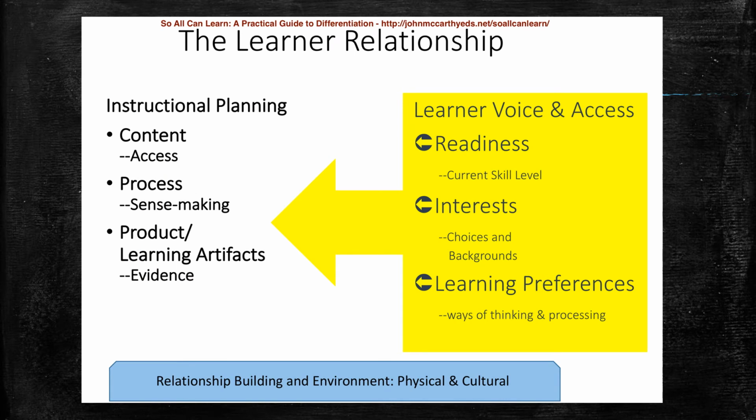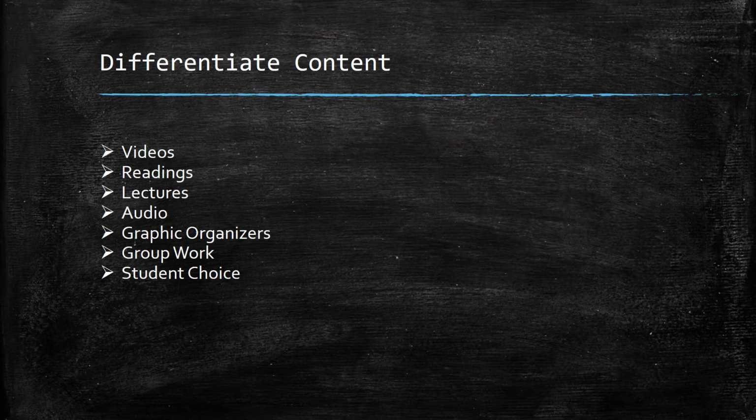The different areas in your classroom where you can implement differentiation in your instructional planning are the content, the process, and the product. The content is the knowledge, skills, and concepts that the teacher plans for students to learn based on the curriculum. Differentiating the content includes adjustment in the delivery of lessons in the form of videos, readings, lectures, or audio. Content can also be chunked with graphic organizers or through group work. Students can also have the choice to choose the focus of their content based on their interests.